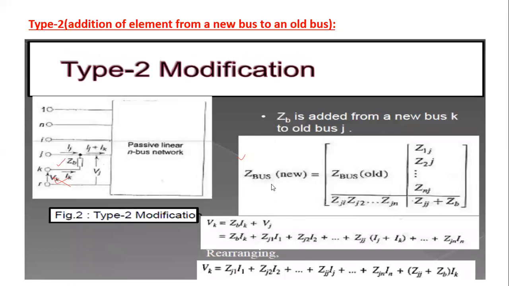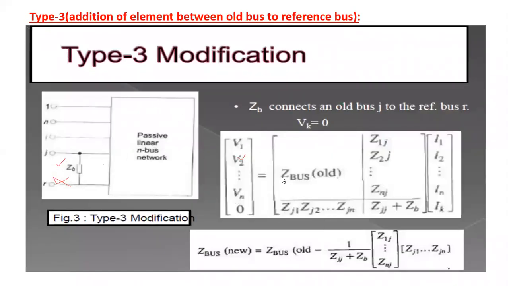Next, coming to the type 2 modification, that is the addition of element from a new bus to old bus. K is the new bus and J is the old bus. Therefore the element is added in between new bus to old bus, which means it is a branch. Then we can write down the Z bus new matrix, that is Z bus old, Z1J, Z2J and so on ZNJ, ZJ1, ZJ2 and so on ZJN, and ZJJ plus ZB.